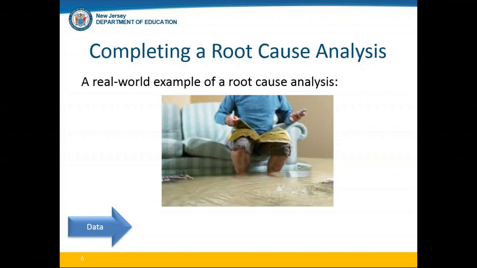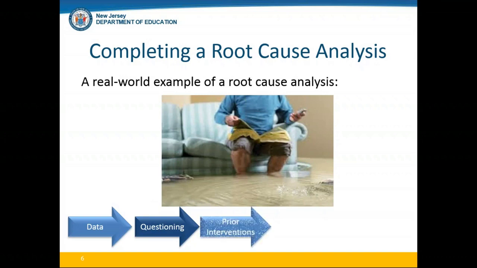The age of the pipes or fixtures, such as the hot water heater. Is this possibly a failure due to aging equipment? You may notice that each of these data points leads logically to a question. This should be true of your school data as well. In addition to these questions, we should also ask about prior interventions.